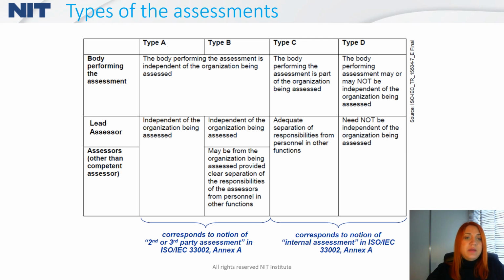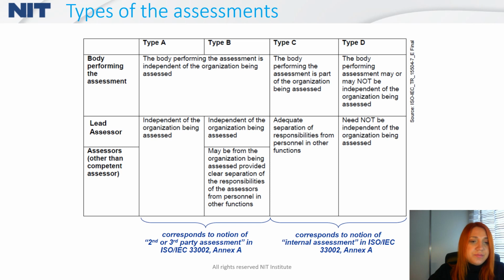In the type B, we have the same situation with the body which is performing the assessment. It means that the company, or the body which is performing the assessment, must be fully independent of the organization being assessed. For the lead assessor, we have the same situation.